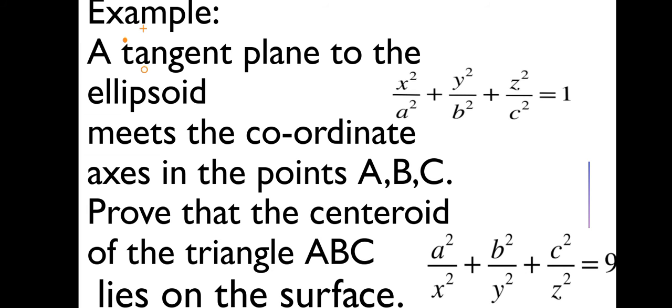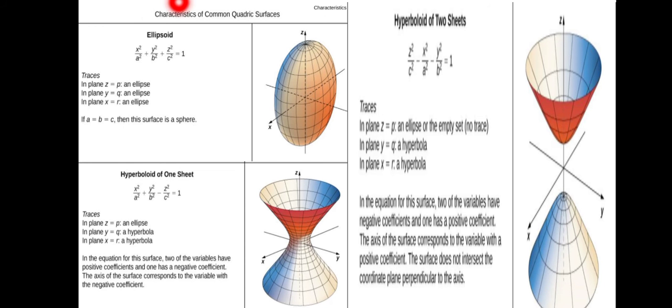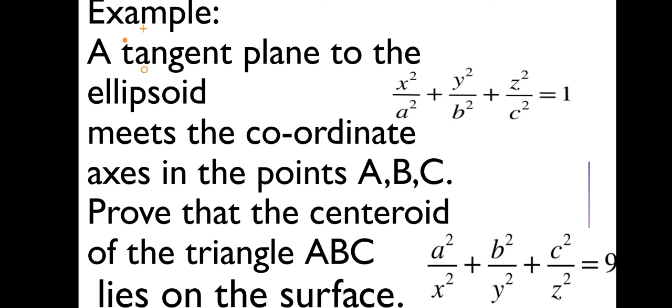Now we can move forward with an example. The question is given as: a tangent plane to the ellipsoid x square upon a square plus y square upon b square plus z square upon c square is equal to 1. You can clearly compare this equation with the one we have studied; this is the normal equation of an ellipsoid. In the question we have a tangent plane to the ellipsoid x square upon a square plus y square upon b square plus z square upon c square is equal to 1, which meets the coordinate axes at the points A, B, C.